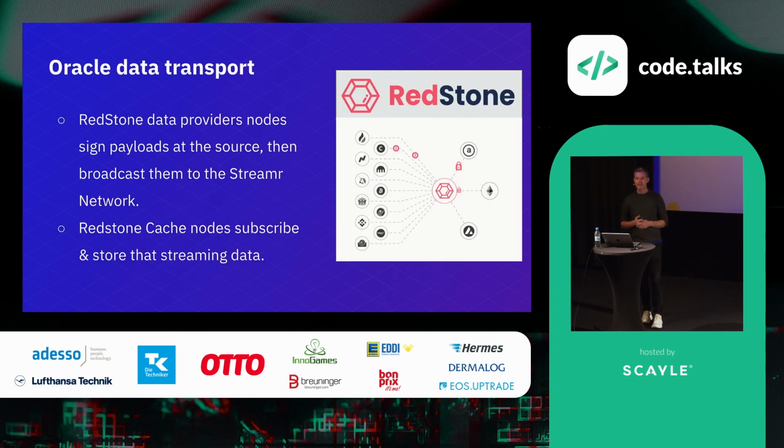There is another cool project called Redstone. They are using the Streamr network as the first mile of data transport in their Oracle system. And once their nodes, the cache nodes, listen on streams, they store the data that is streaming. So maybe one point here, if you're wondering, Streamr network is an ephemeral network.